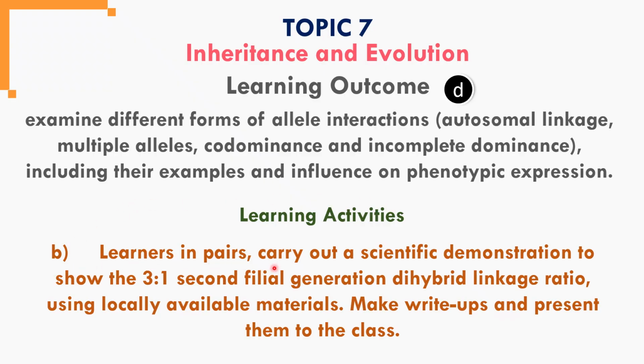Learners in pairs carry out a scientific demonstration to show the 3 to 1 second filial generation dihybrid linkage ratio using locally available materials. Make a write-up and present them to the class.